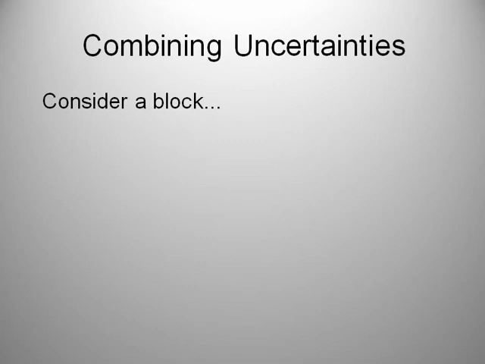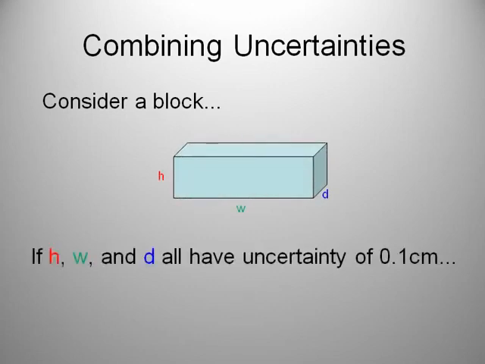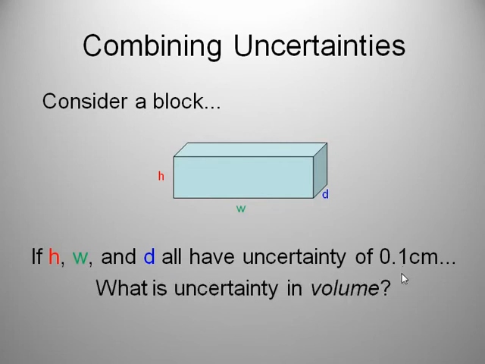So let's do a different example. We have a block, and we want to find the volume of this block. The height, width, and depth all have an uncertainty of 1/10 of a centimeter. What's the uncertainty then in the volume of the block?